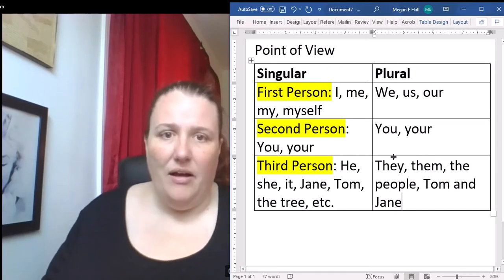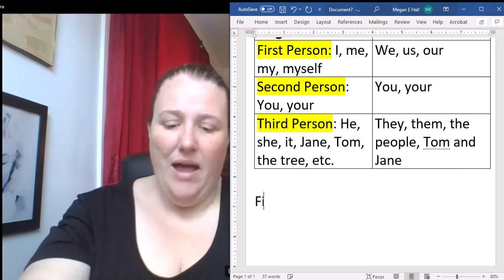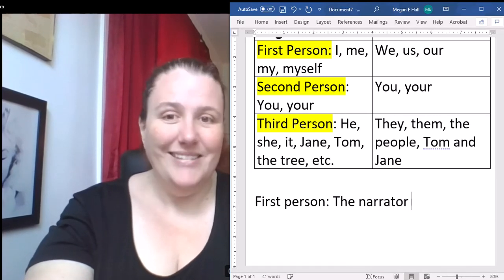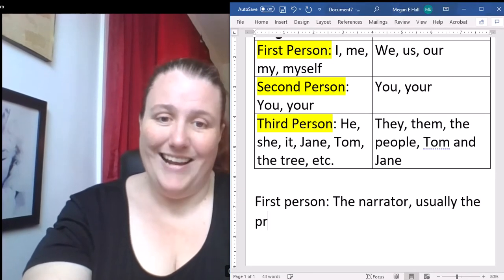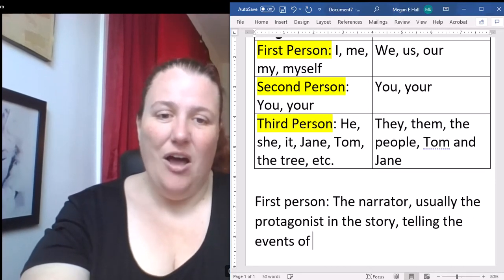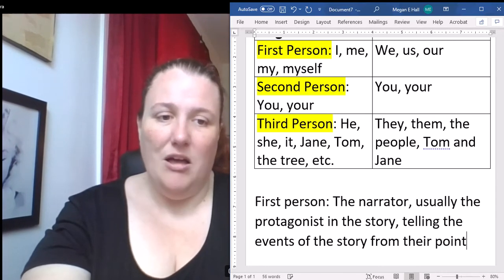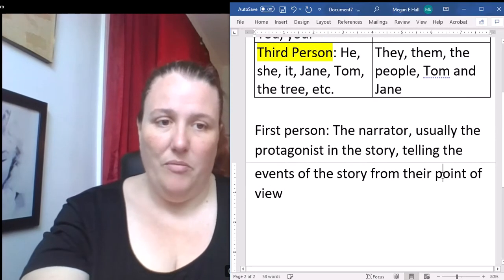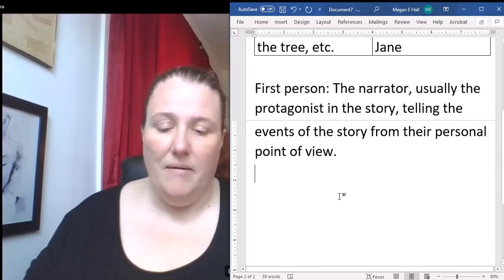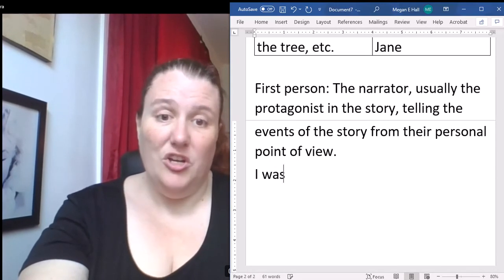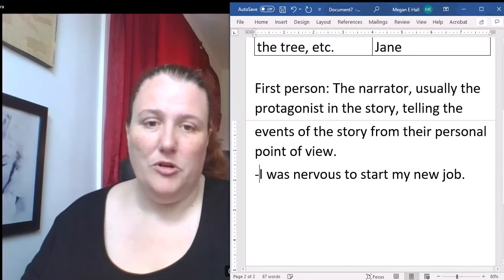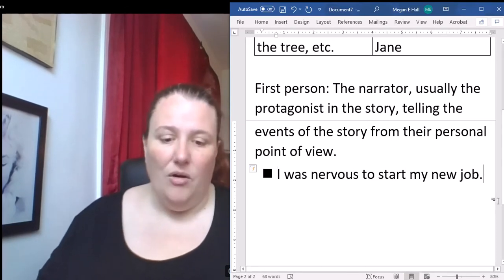So when we go one by one, when we have first person narration, that is the narrator, usually a character, usually the protagonist in the story, telling the events of the story from their point of view. Their personal point of view. So, just to give one sentence to show what this would look like, I was nervous to start my new job. We have I, we have my, we know that the person is telling us this information directly, right?